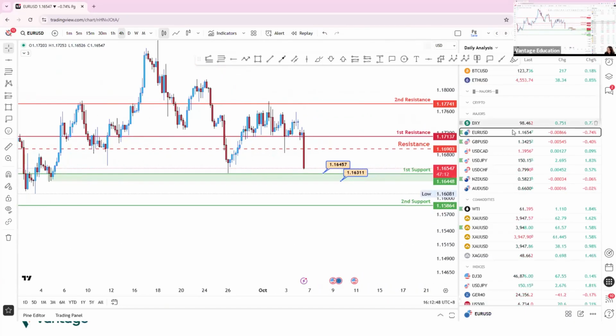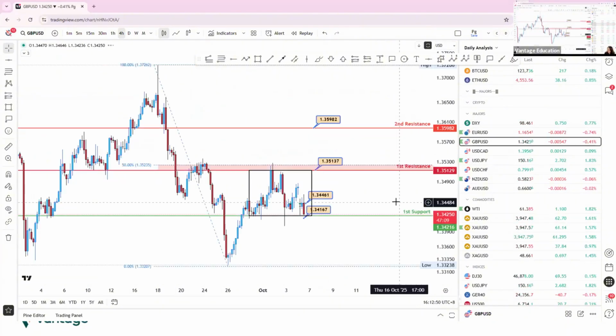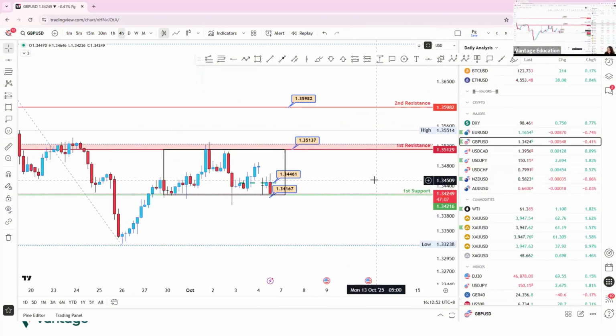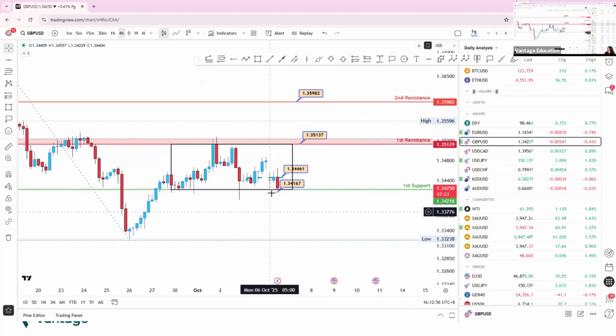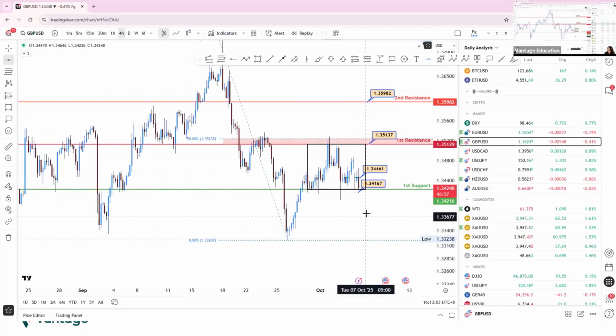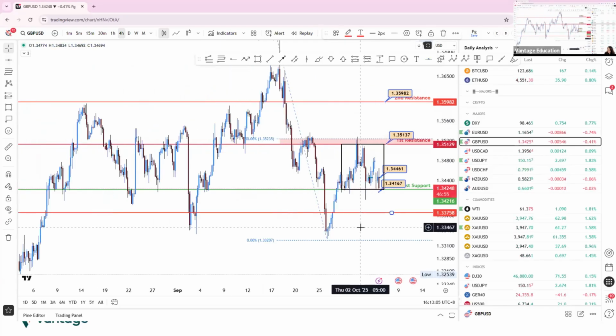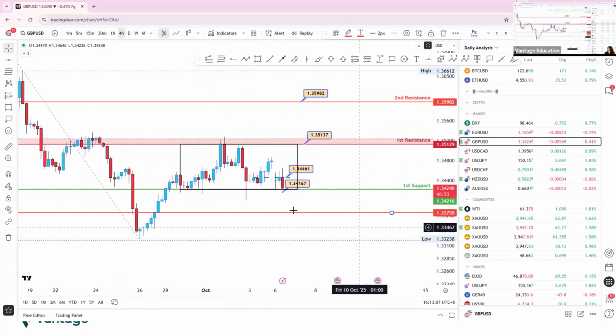All right, guys. GBPUSD as well. Basically, GBPUSD is ranging now. If they close below this ranging box, the potential for the second support is going to be here.